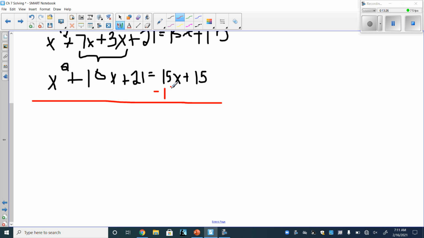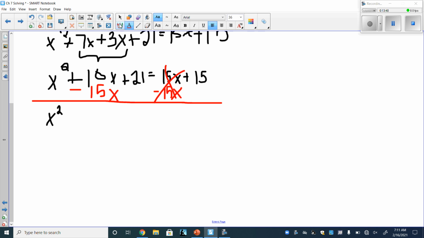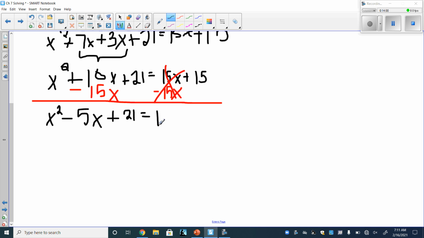So the first thing I'll move is the 15x. And I can move it by subtracting it from both sides. So we can subtract 15x from both sides because 15x minus 15x will cancel. And what that'll give us is x squared, not plus, because 10x minus 15x would be negative 5x plus 21 is equal to 15.